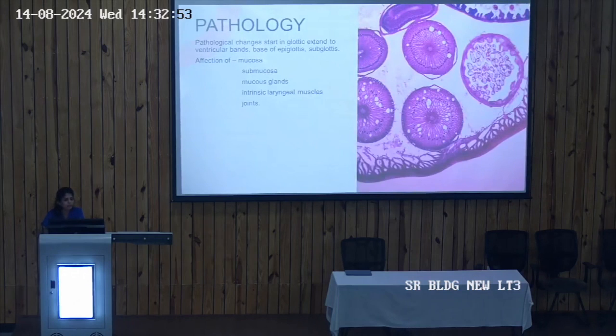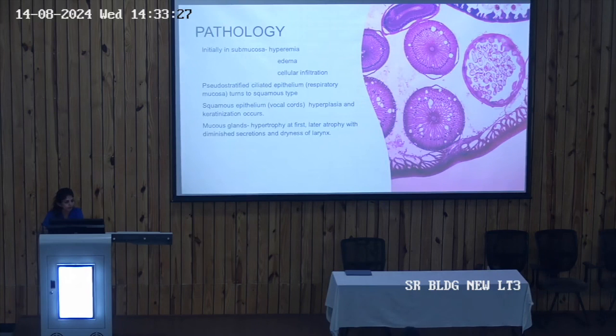Pathological changes start in the glottic region. There are 3 parts, as we know: supraglottic, glottic, and subglottic. So basically it first starts in the glottic area, which will extend to the ventricular band. The ventricular band is basically the band between the false and true vocal cords. Then it will extend to the base of the epiglottis, which is a supraglottic area, and then come down to the subglottis. There will be affection of the mucosa, submucosa, and mucous glands, and in very severe cases the intrinsic laryngeal muscles can be involved, even joints like the cricoarytenoid joint.